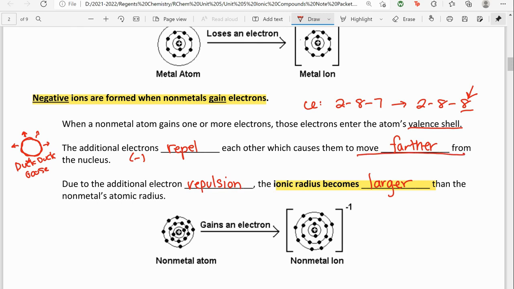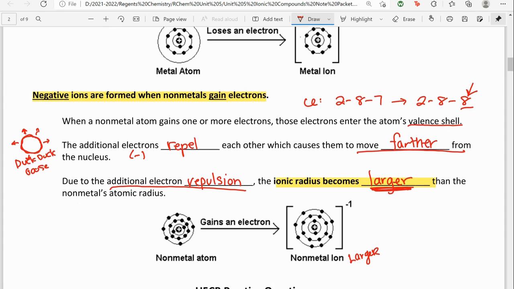So when nonmetals form their negative ions, that additional electron repulsion is going to cause the ionic radius to become larger than the original nonmetal's atomic radius. So we have our nonmetal atom, it gains an electron. Those electrons are going to repel each other in the valence shell. So the nonmetal ion is going to become larger because of that electron-electron repulsion.